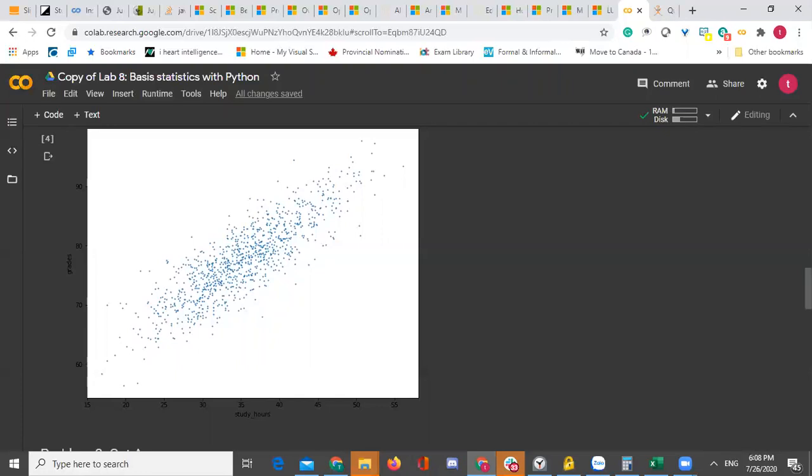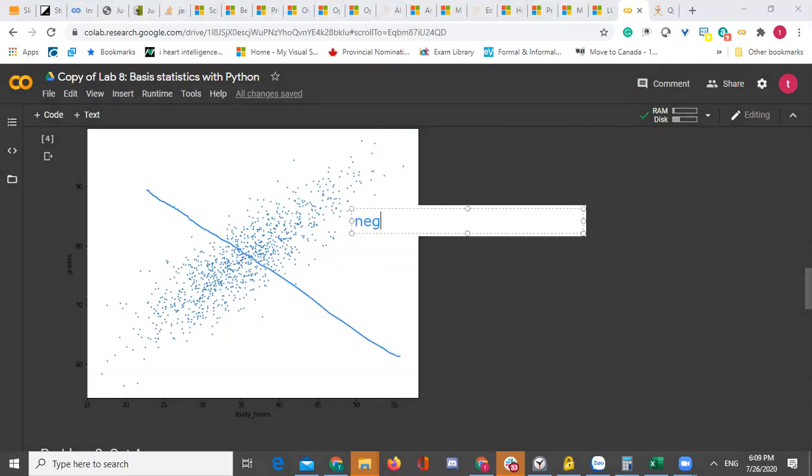When you see this cloud of points, the direction of the cloud is from the bottom left side to the top right side. It is a positive correlation. If it was from the top left side to the bottom right side, it would be a negative correlation. Oh, negative correlation. So let me repeat what you say to make sure I understand. If the line goes like this, then it's a negative correlation, right? Yeah. Okay, negative correlation. I see what you meant.